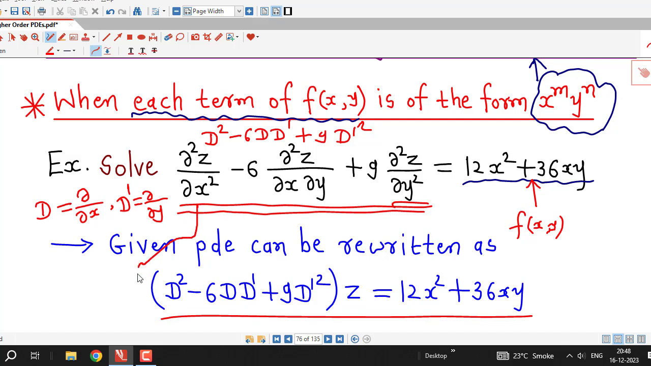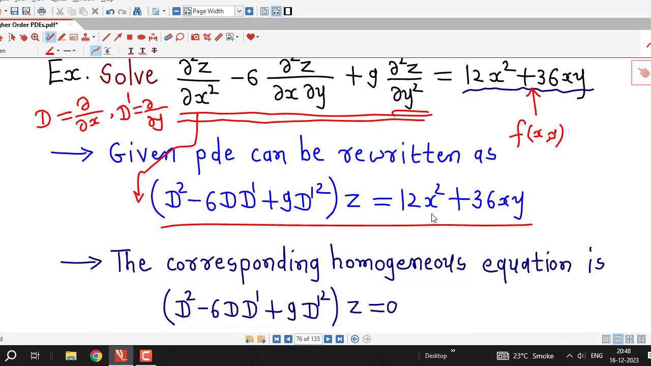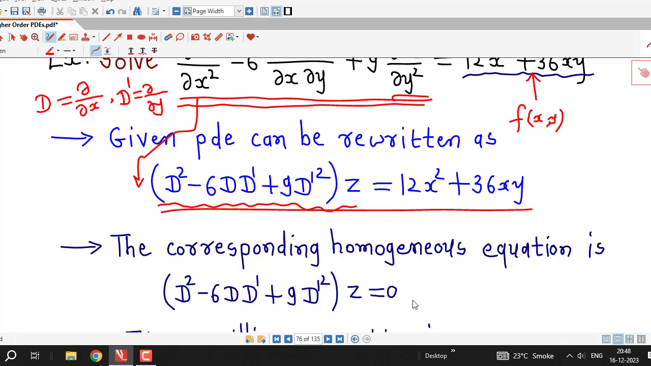So first I have written the left-hand side in another form where capital D stands for del by del x and D dash stands for del by del y. After that we write the corresponding homogeneous equation, that is, we equate this left-hand side to 0. To solve this, we first observe that the function denoted by capital F of D and D dash is a homogeneous function in D and D dash. We can see that the degree of each term in this function is 2.